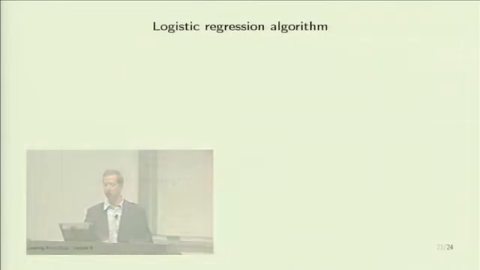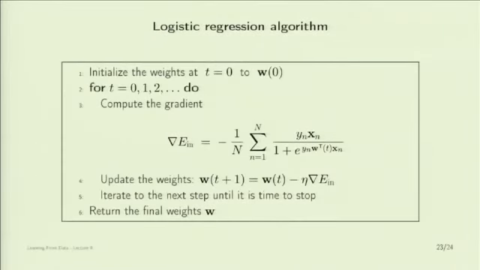And now we have the logistic regression algorithm written in language. You start by initializing at W0. You iterate for every step. What do you do? You compute the gradient. How do I do that? I have a formula for the in-sample error, and all I need to do is differentiate it. Differentiating it will not be difficult; you can verify it. Now you take the next weight to be the current weight minus your learning rate times the gradient. That's the formula we had. Then you go to the next iteration until it's time to stop, and then we return the final weight.